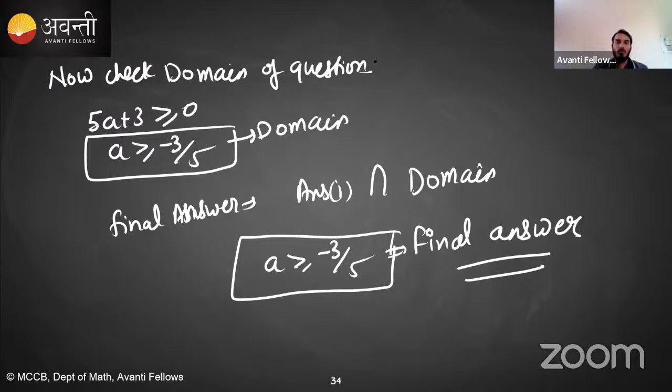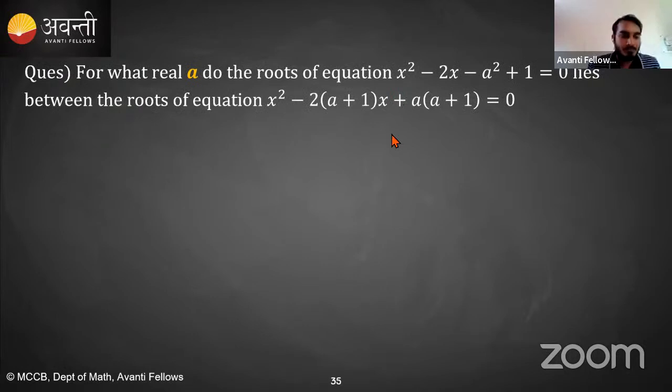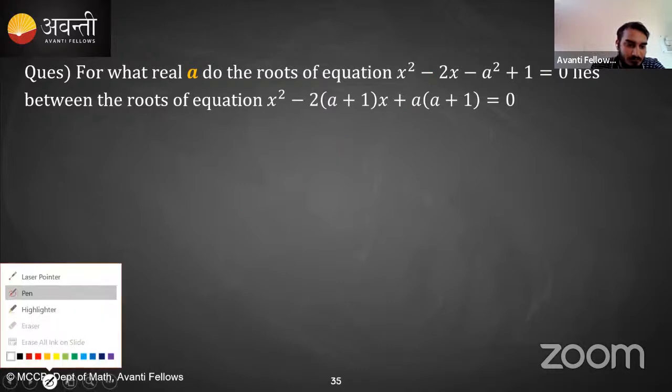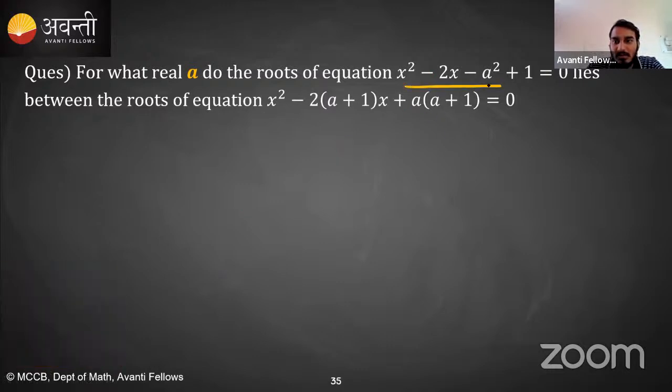So let's solve one more question. The question is saying: for what real a do the roots of this equation lie between the roots of this equation? Everyone, this is again a very important question. First of all, everyone pay attention here.